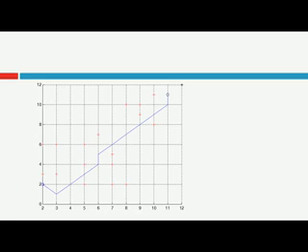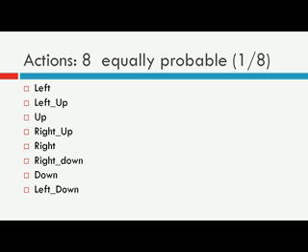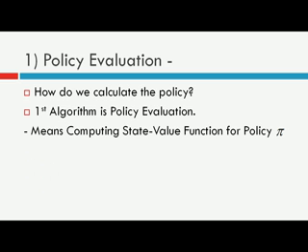So this is another example. These are the obstacles and this is the agent's path. So the question is how we evaluate the state value functions, or how do we calculate the state value function.